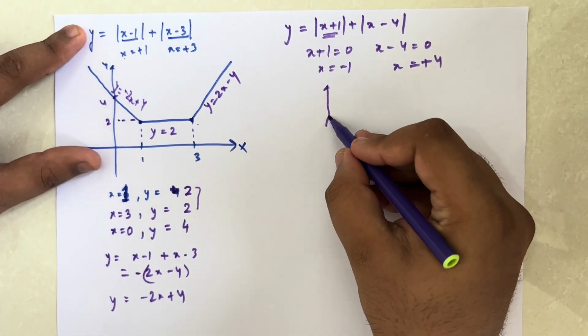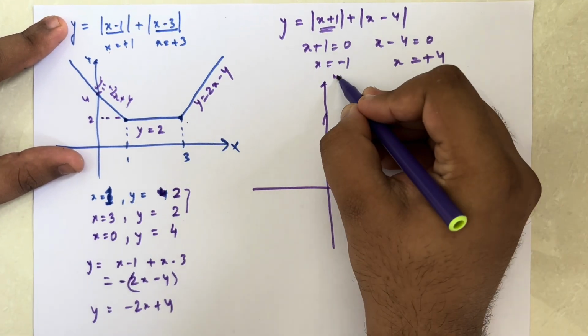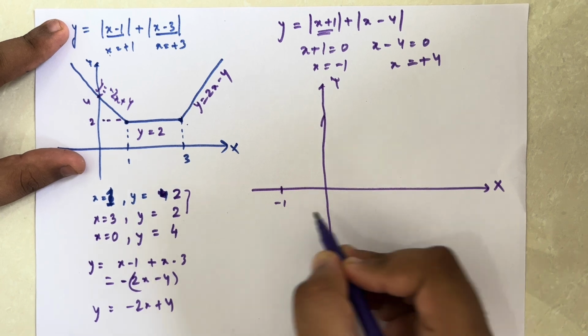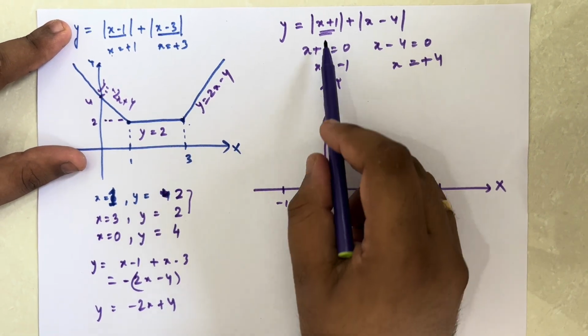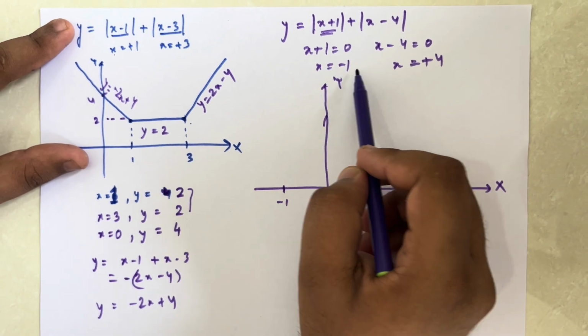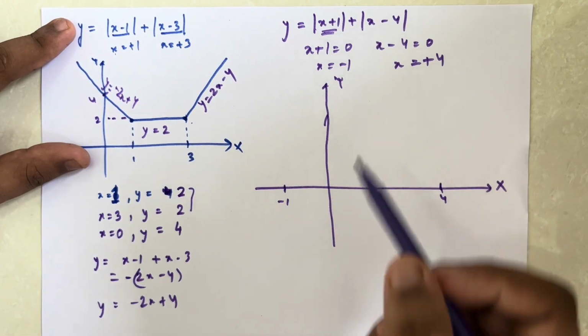Quickly you have to draw the graph. So I am quickly drawing it. This is x axis, this is y axis. x is equal to minus 1 is here, x is equal to plus 4 somewhere here. What you have to do? You have to find three values: values of this equation at x is equal to minus 1, x is equal to plus 4 and at x is equal to 0. First I will take x is equal to 0.